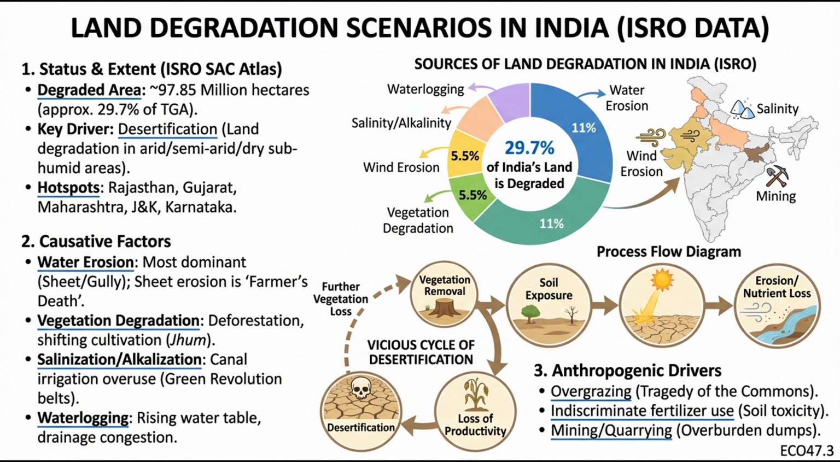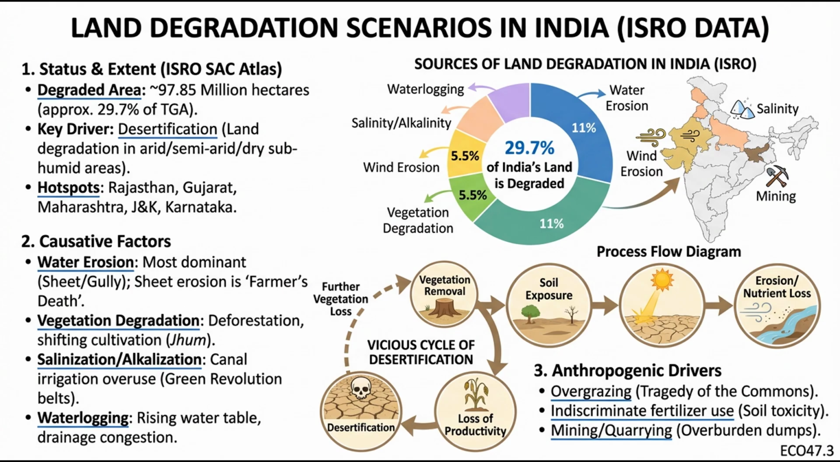This links directly to the vegetation degradation caused by deforestation and shifting cultivation, also known as jhum. When we remove the vegetation cover, we break the protective seal of the soil. The process flow diagram illustrates this vicious cycle of desertification. It starts with vegetation removal, which leads to soil exposure. Once exposed to the harsh sun and wind, the soil loses moisture and organic binding agents, leading to erosion and nutrient loss. This results in loss of productivity, which forces humans to overexploit the remaining land, further fueling the cycle.